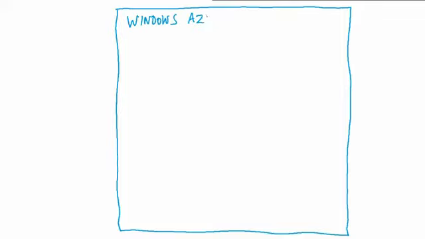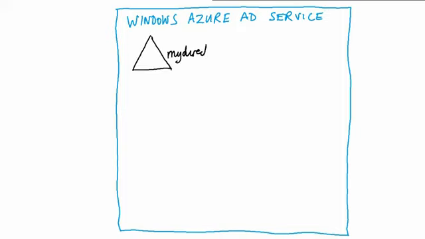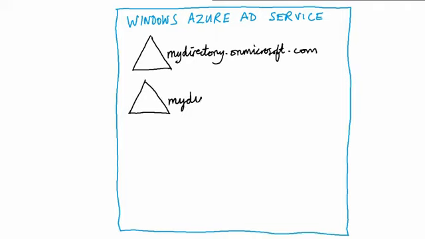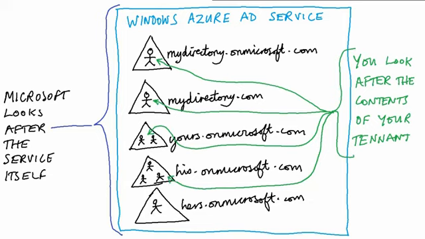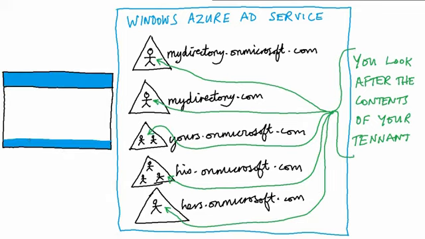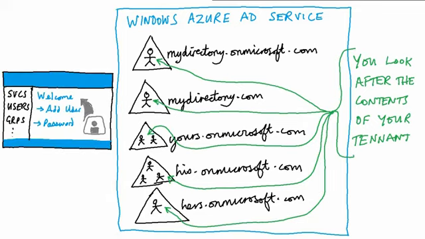Now that's the service, but the service contains the data which is owned by each customer who has a tenant. There are lots of tenants inside the service. The tenants have names like mydirectory.onmicrosoft.com, but they can be configured to names like mydirectory.com. Each customer, though, looks after the data in their particular tenant. There's a portal to manage users, groups, domains, services, and so on.